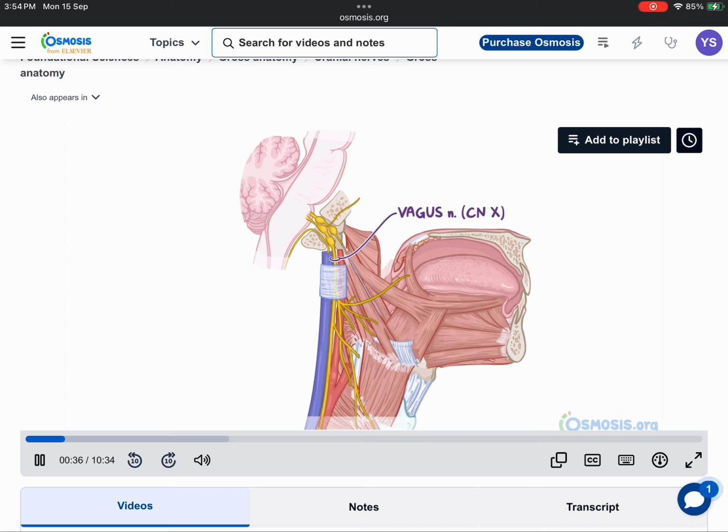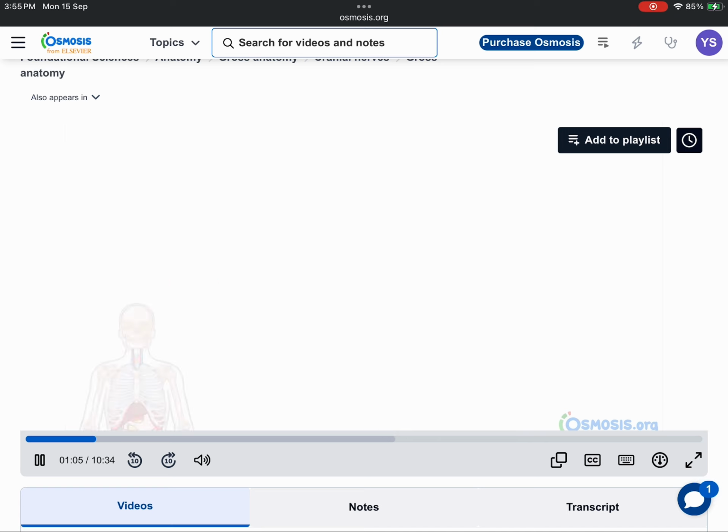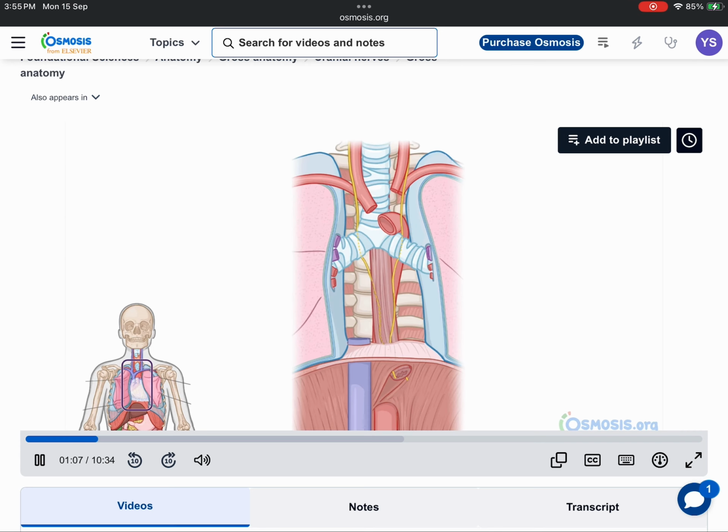Now, the vagus nerve emerges from the lateral medulla through a group of rootlets that join and leave the cranium through the jugular foramen, along with cranial nerves 9 and 11, or the glossopharyngeal and spinal accessory nerves. Both left and right vagus nerves leave the cranium through the jugular foramen on their respective sides and penetrate the carotid sheath. Then they descend within the carotid sheath, posterior to the common carotid artery and medial to the internal jugular vein. From here, each vagus nerve takes a different course as they enter the thorax.